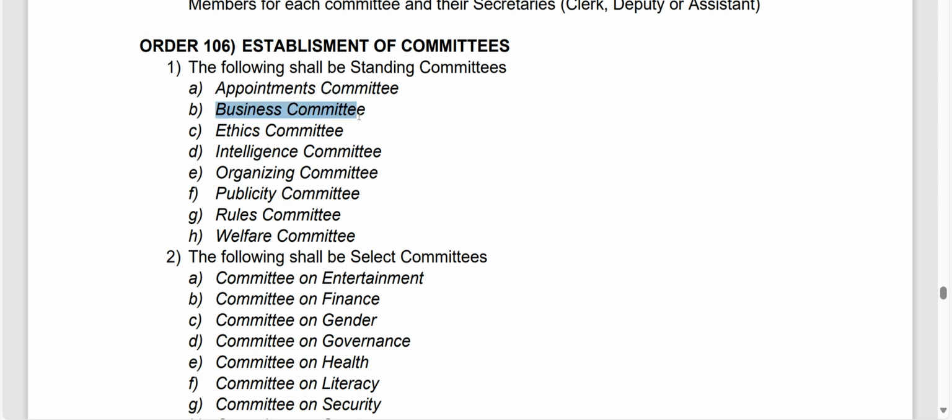The Business Committee is chaired by the Majority Leader of the Senate. We have the Ethics Committee. The Ethics Committee in the Parliament is called the Privileges Committee. In the Parliament, that Privileges Committee is chaired by the Second Deputy Speaker, but here it's just chaired by any other senator. So the Ethics Committee members will follow the same Order 34 over here.